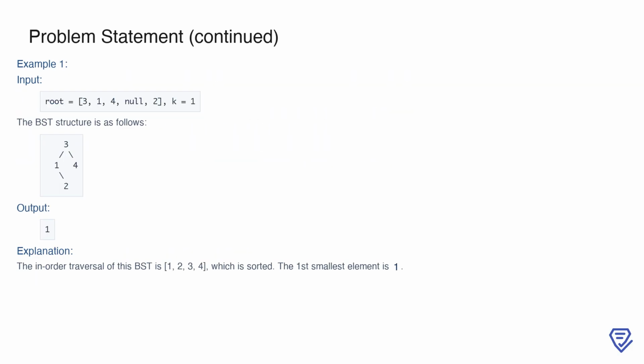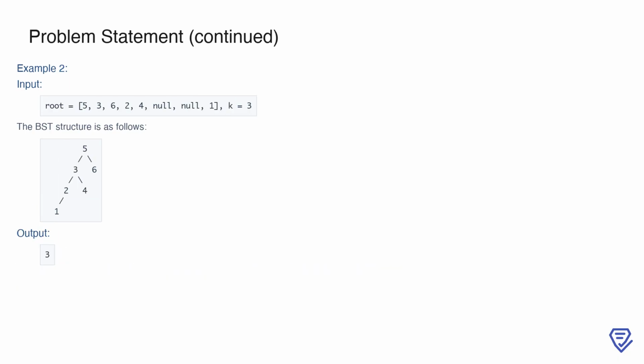Now, let's look at an example to clarify the problem. Suppose the input is a binary search tree where the root node has the value 3, with 1 and 4 as its left and right children, respectively. The left child, 1, also has a right child with the value 2. The BST structure is shown here. For this tree, if k is 1, we're looking for the smallest element in the BST. By performing an in-order traversal, which visits nodes in sorted order, we get the sequence 1, 2, 3, 4. The first element in this sequence is 1, so the output is 1. This example illustrates how the in-order traversal is key to solving the problem.